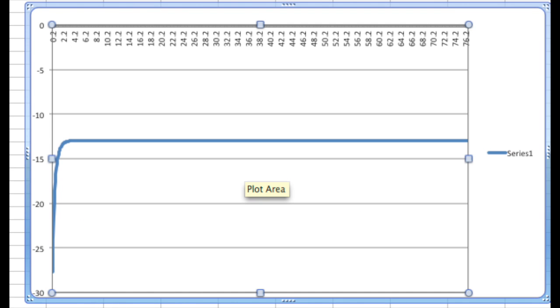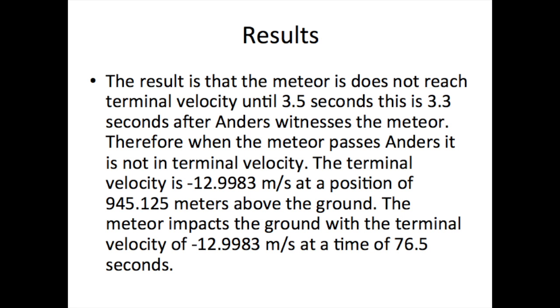As you can see, it hits terminal velocity at around negative 12. It is also evident that it is at terminal velocity because the slope never increases once it hits the negative 12. The result is that the meteor does not reach terminal velocity until 3.5 seconds. This is 3.3 seconds after Anders witnesses the meteor. Therefore, when the meteor passes Anders, it is not in terminal velocity.